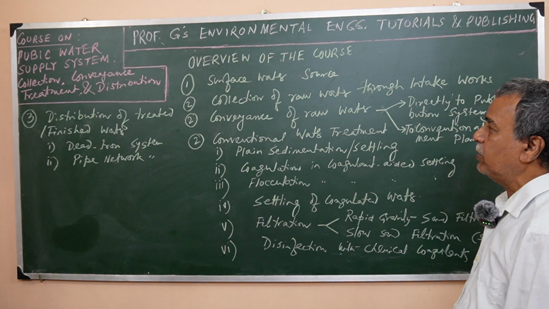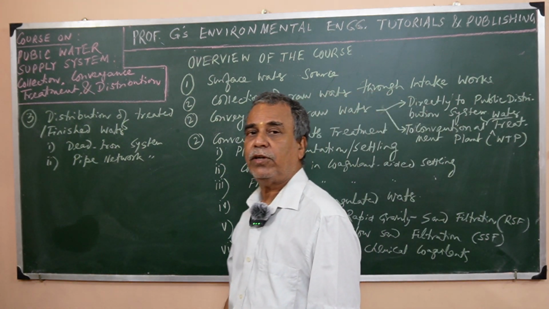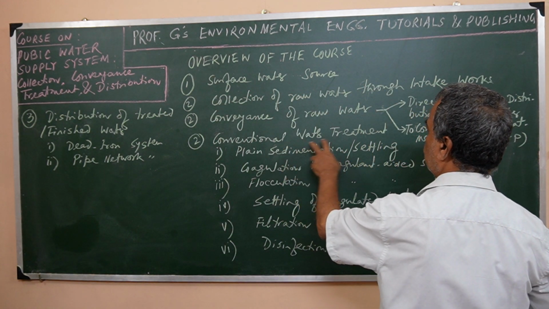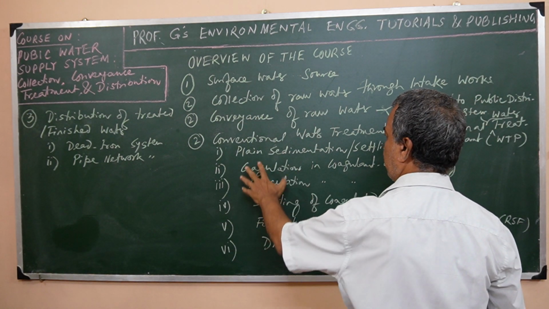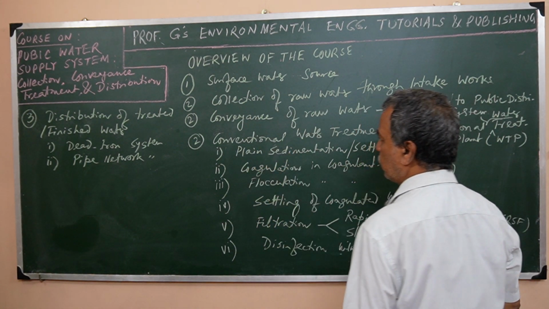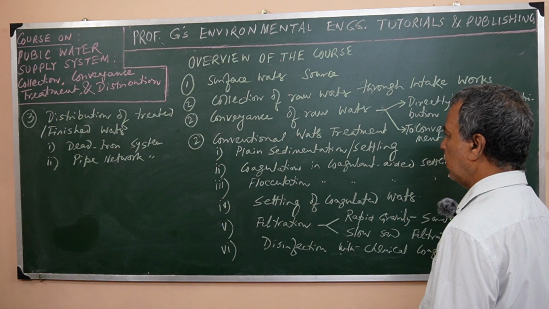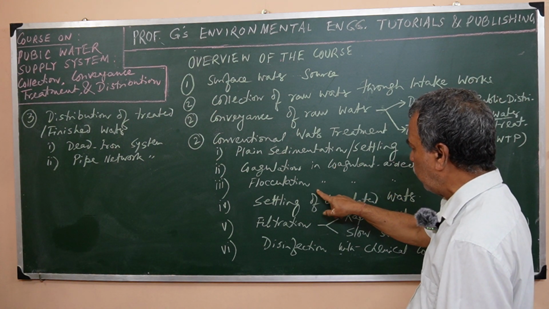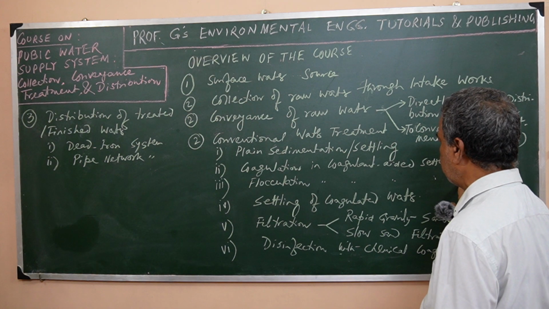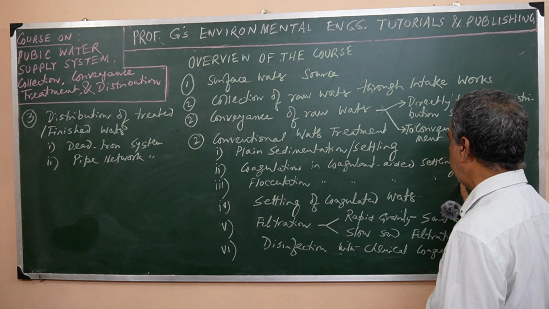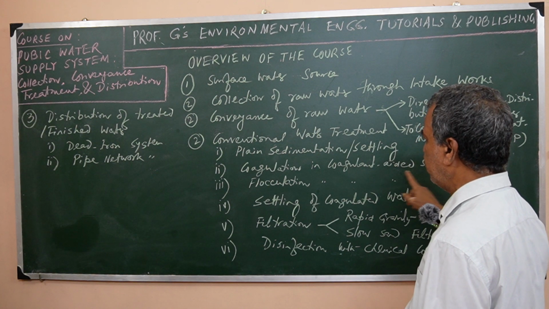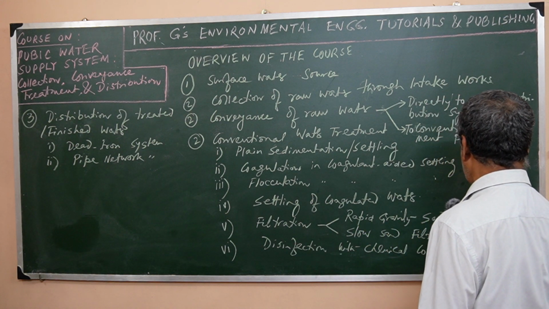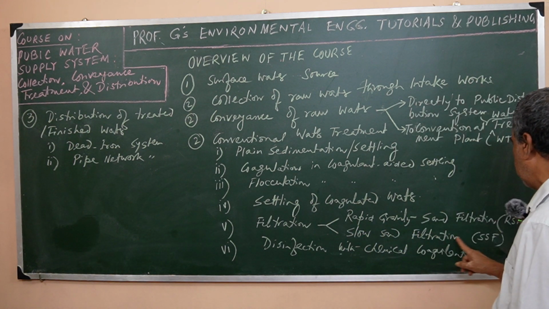The candidate disinfection systems are there. I have already covered this in the Environmental Engineering 1 course, so I am not going to discuss this once again. Now the conventional water treatment I have already discussed, which has different units: the plain sedimentation or settling, then coagulation in coagulant aided settling, then next the flocculation, right? So that also for coagulant aided settling, then settling of coagulated water, then comes filtration: rapid gravity sand filtration, RSF, and slow sand filtration, SSF.